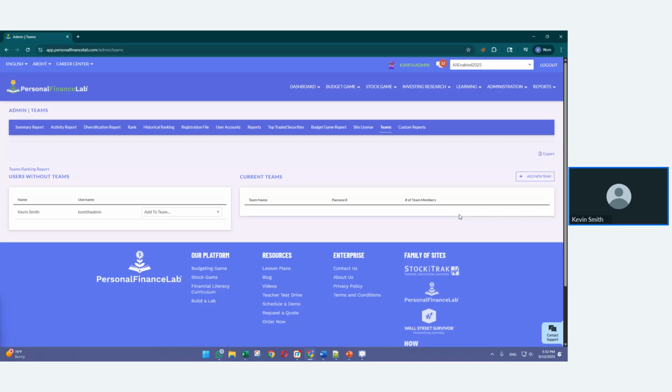The team rankings are based on percentage return. So if you have one team with 5 team members and a total portfolio value of $5,000, another team with 6 members and a total portfolio value of $6,000, they're going to be ranked based on who's actually doing better, not just who has more team members.